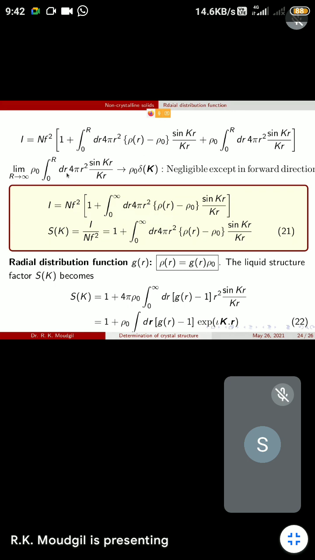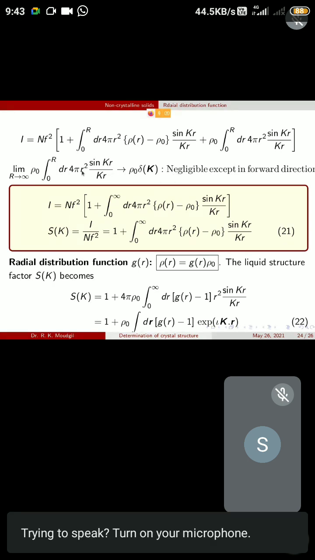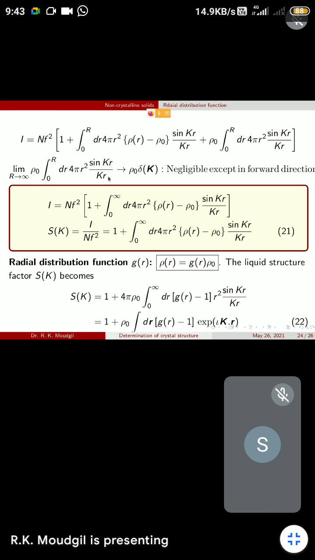You can check it here, क्योंकि आप इस इंटीग्रल को दोबारा लिख सकते हैं. d r three-dimensional and this exponential iota k dot r. आप चाहे कॉपी पर लिख लीजिए. It can be written as rho naught integral d r vector, and then exponential iota capital K vector dot r vector. इसमें जब आप एंगुलर इंटीग्रेशन करेंगे तो यही आ जाएगा. That is nothing but delta K, the Dirac delta function.